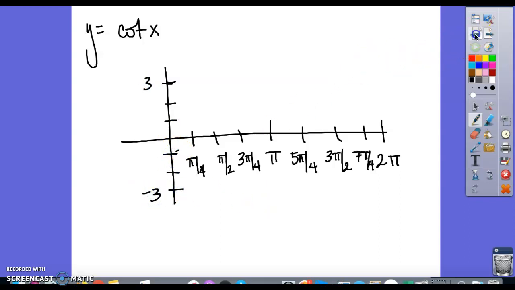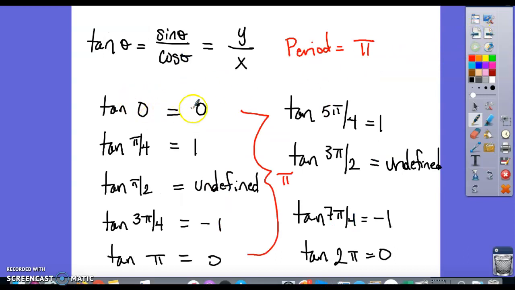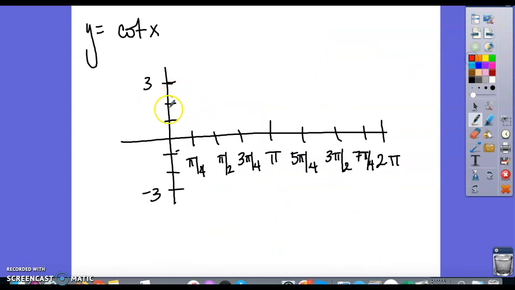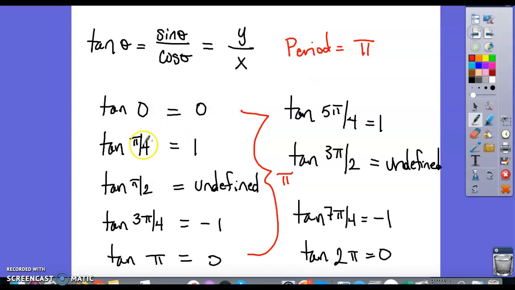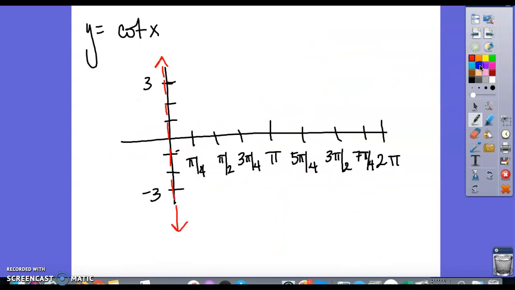All right, so let's look at tangent. Okay, if the tangent of 0 is 0, the reciprocal of 0 is undefined. Okay, so that means I've got an asymptote here. Okay, the tangent at pi over 4 is 1. The reciprocal of 1 is 1. Okay, so that doesn't change.